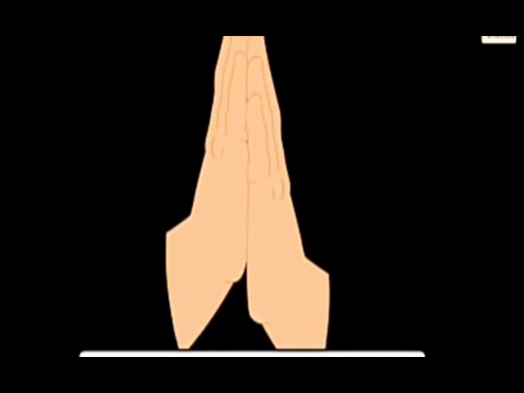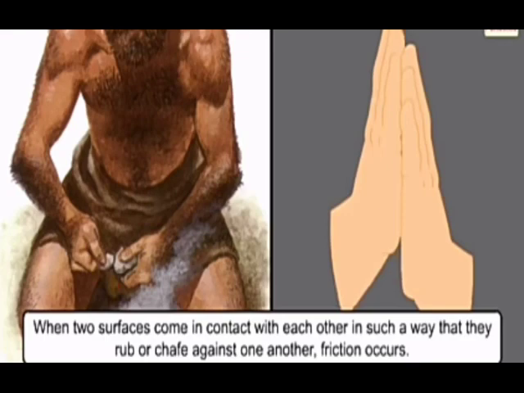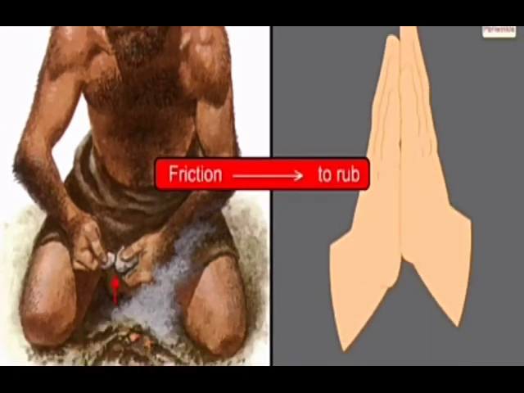Now rub your palms together, first gently, then quickly and hard. Do it for 1 minute. Your palms get hot when you rub them against each other. The harder you rub, the warmer they get. The friction between your palms made them warmer. Thus, the word friction comes from a Latin word which means to rub.